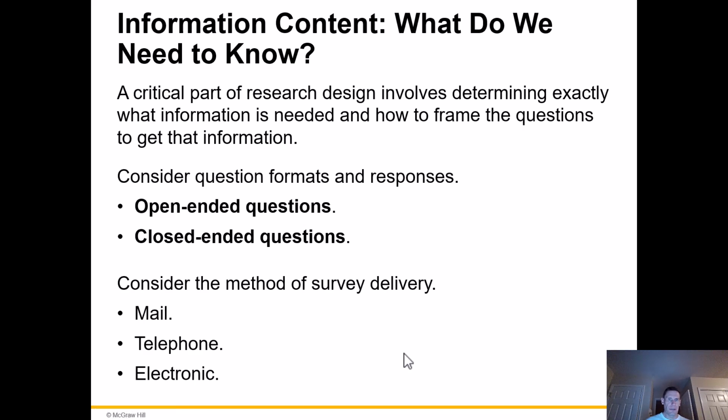Now, a critical part of research design involves determining exactly what information is needed and how to frame the questions to get that information. So consider question formats and responses. We have open-ended questions, and then we have closed-ended questions, right? We can also consider the method of survey delivery. You could do it by mail, which in this day and age would probably be inefficient. Email would probably be more efficient, or even something like SurveyMonkey or Qualtrics. Possibly use a telephone. And again, electronic would fall into the realm of Qualtrics and those types of programs.